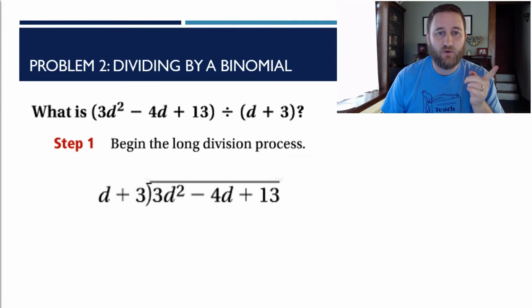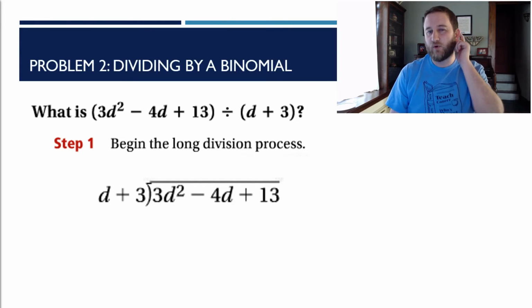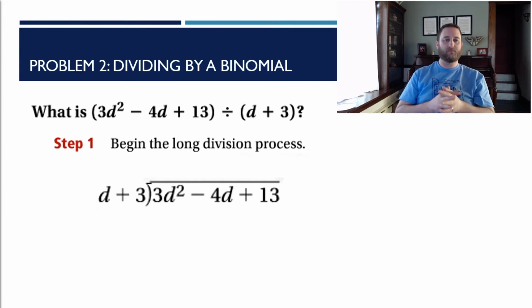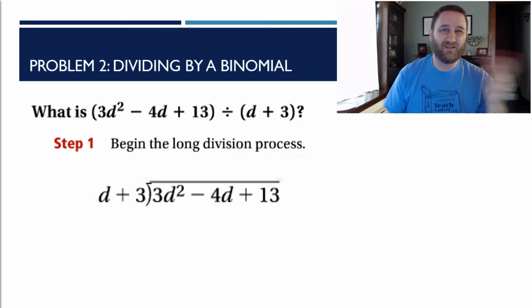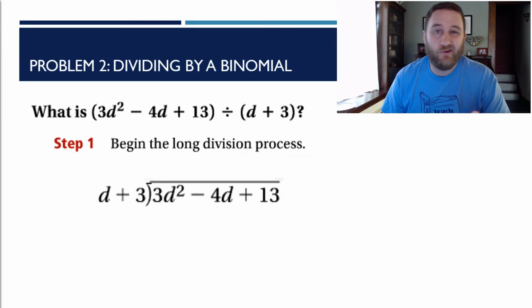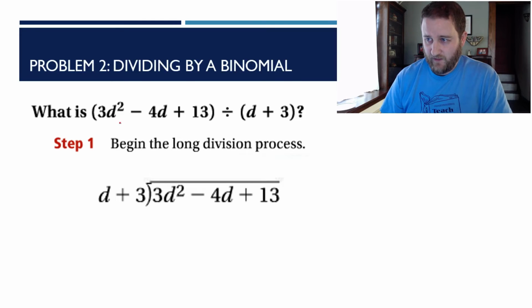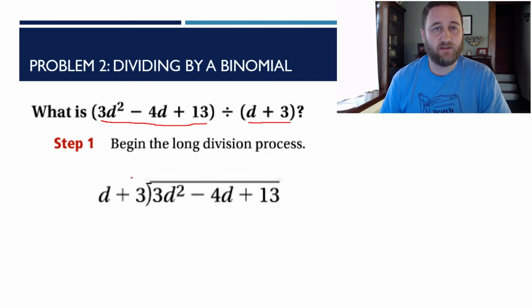All right, moving on to problem number 2, dividing by a binomial. This gets a little bit more tricky than dividing by a monomial, but this is kind of like the long division that you learned in elementary school. We've got a trinomial divided by a binomial: 3d squared minus 4d plus 13 divided by d plus 3.